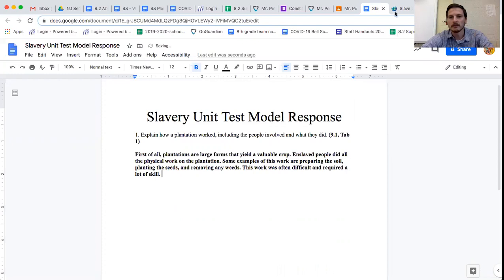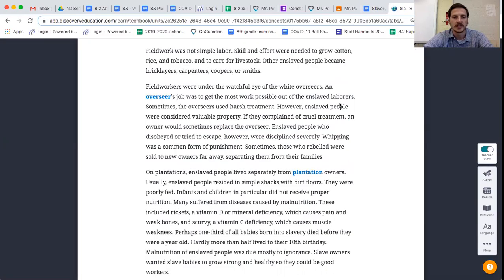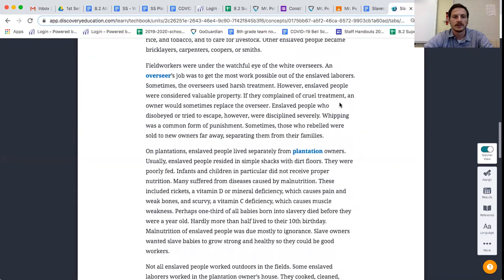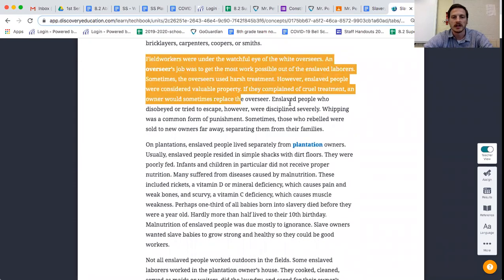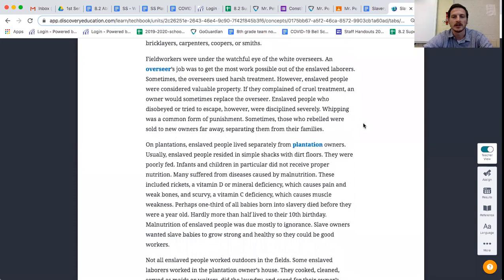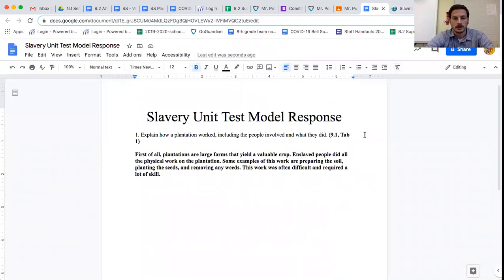Okay, I've got plenty about enslaved people. Let's see who else was involved on these plantations. The next paragraph is about an overseer. And again, I've already read this, but I saw in there that they're hired to basically try to get the most out of the enslaved workers, usually with sort of harsh treatment, whippings and stuff like that. So I'm going to go ahead and describe that too.